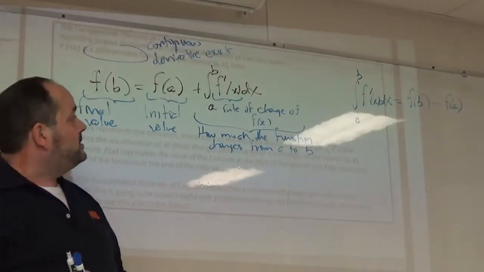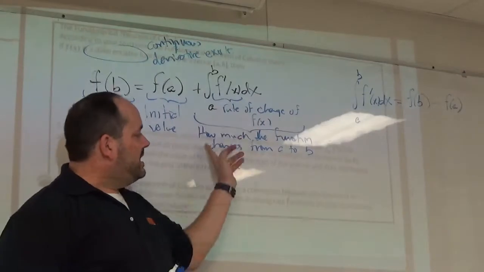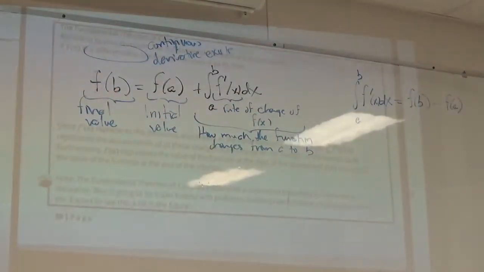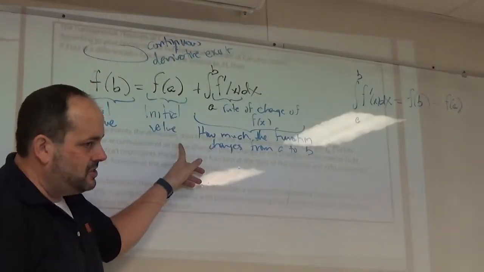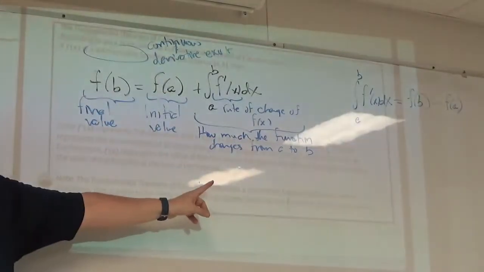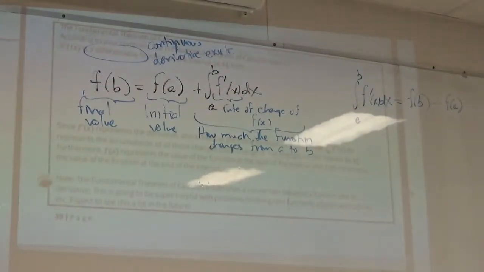Okay, the fundamental theorem of calculus says that the final value is equal to the initial value plus how much the function changes from a to b. Say that with me a couple of times. The fundamental theorem of calculus says the final value equals the initial value plus how much the function changes from a to b. Okay, one more time. The fundamental theorem of calculus says the final value is the initial value plus how much the function changes from a to b. Everybody good with this? Yes.